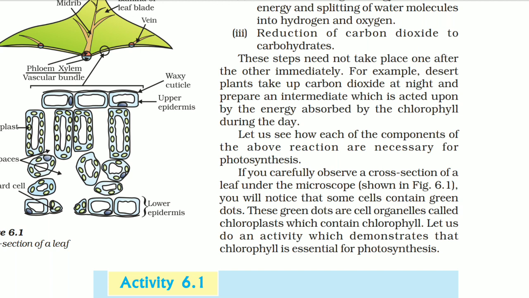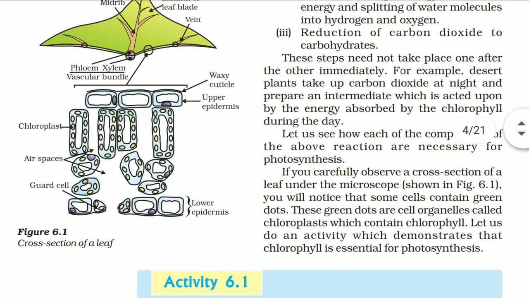Now here what they're trying to say is to see how many components are there during the process of photosynthesis. If we observe the cross section on the right hand side, here on the left hand side, it's figure 6.1, which shows the whole cross section of the leaf. Now here it is chloroplast, air space between them, guard cells are there, right?